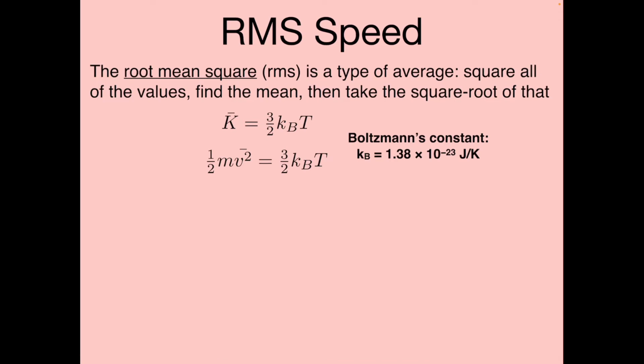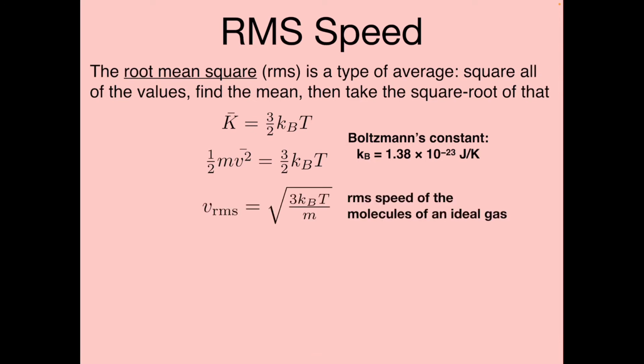So we can simplify this a little bit. We can cancel out a factor of 2 here and here. We can divide out m right here. And then we can take the square root, which gives us v_RMS. v_RMS is equal to the square root of 3 times k_B times T over m. So we can think of this as a sort of average speed of the molecules, defined in this way that I showed you up here.